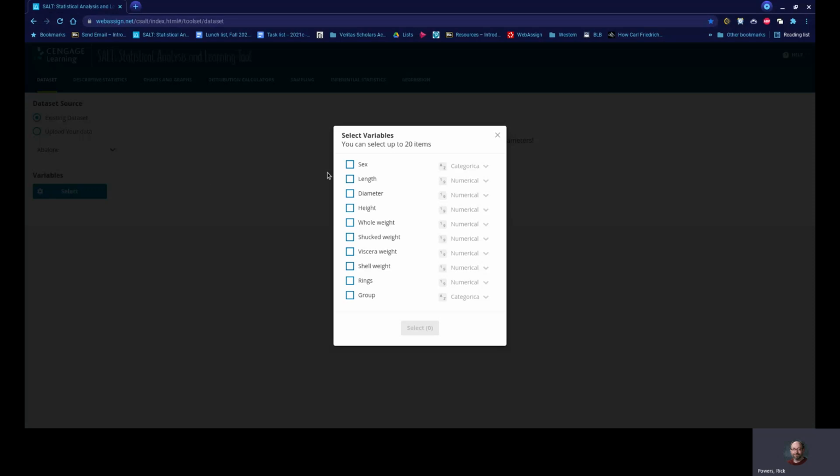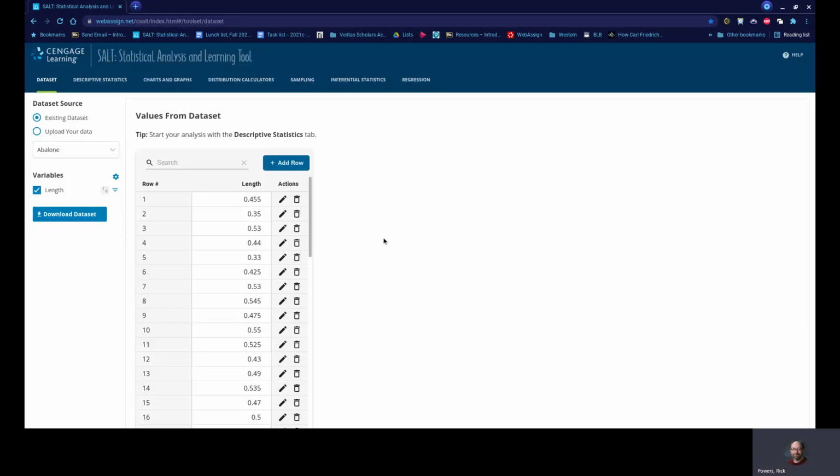We're just going to use one of the data sets about abalone, and I didn't know anything about abalone until I started looking at this data set. Turns out it's a kind of shellfish or a mollusk. That doesn't matter to us. We're just looking at the numbers. So we're looking here at the length of these abalone.